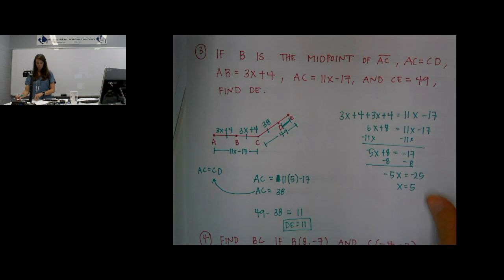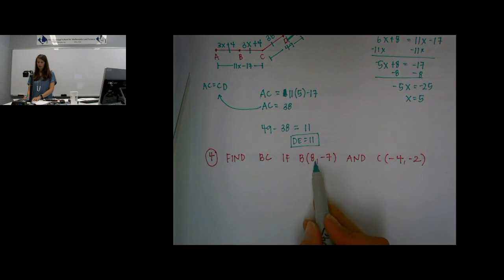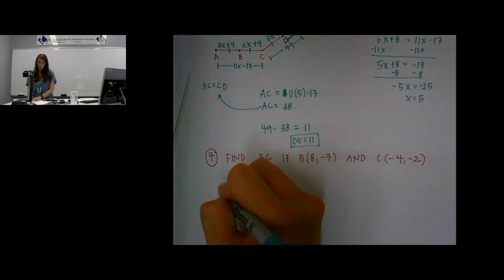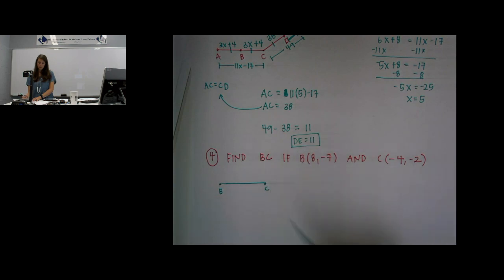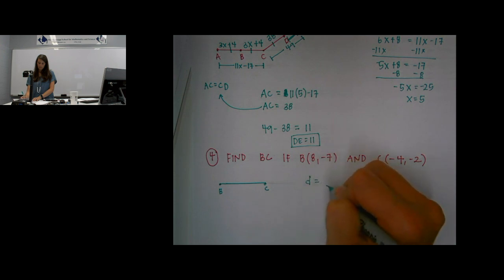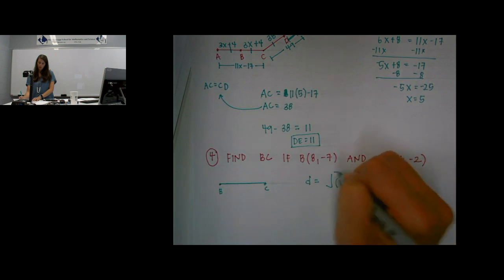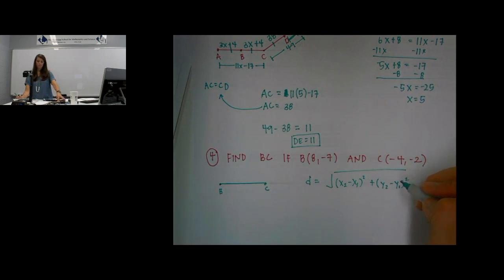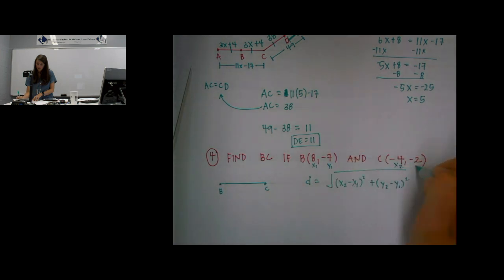Okay. So I will now, this one is find BC if B is (8, -7) and C is (-4, 2). So if I wanted to find BC, that means I want to find the distance between B and C. So the distance formula is going to be the square root of your (x2 minus x1) squared plus (y2 minus y1) squared. Okay? Alright, so here's your x1, y1, x2, y2.